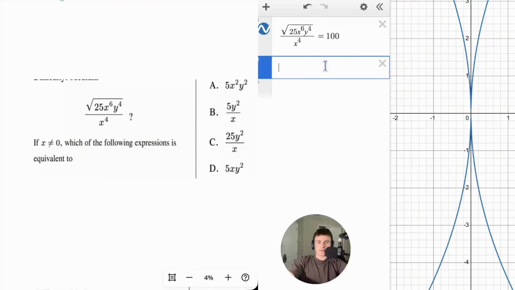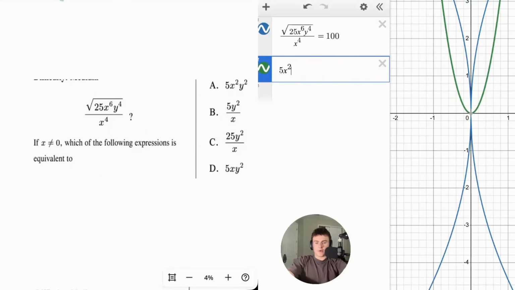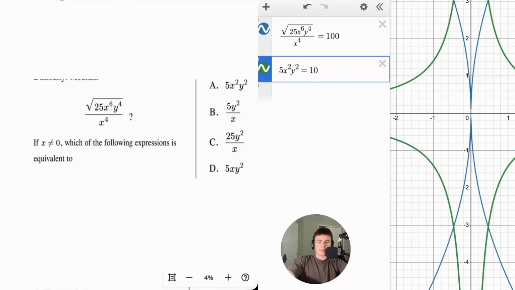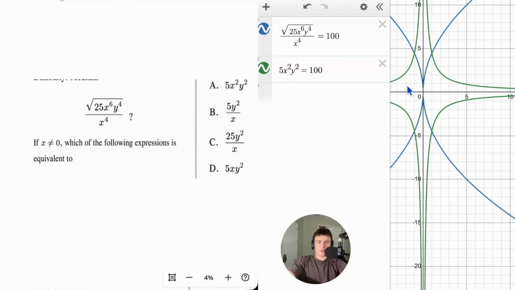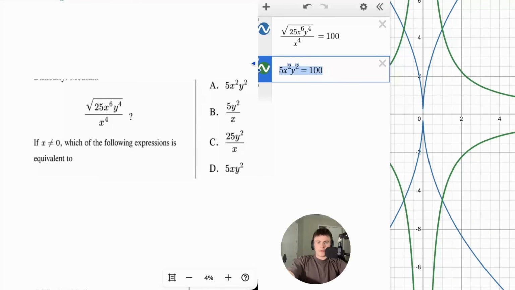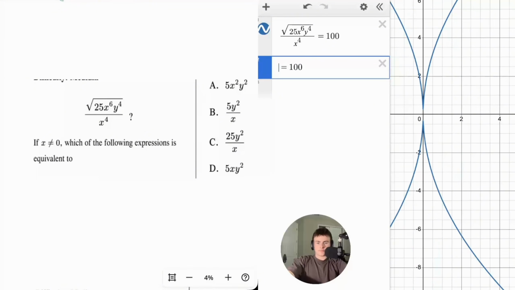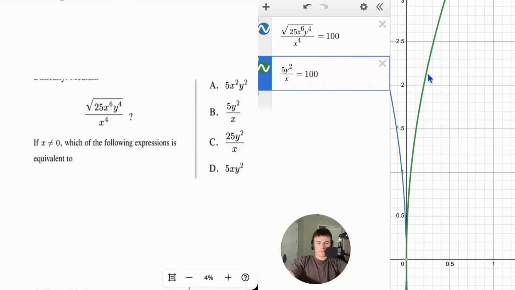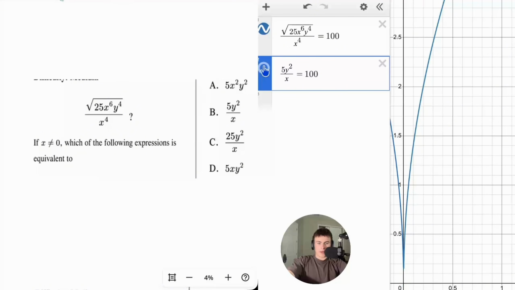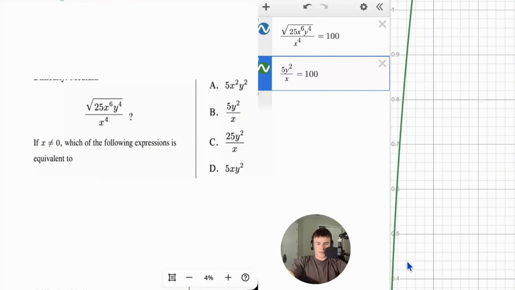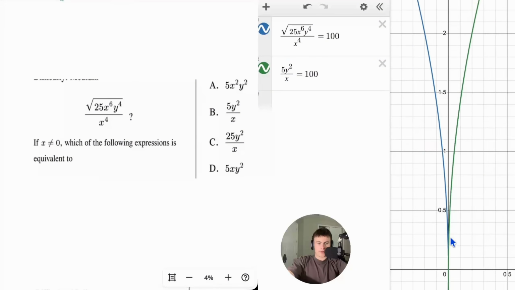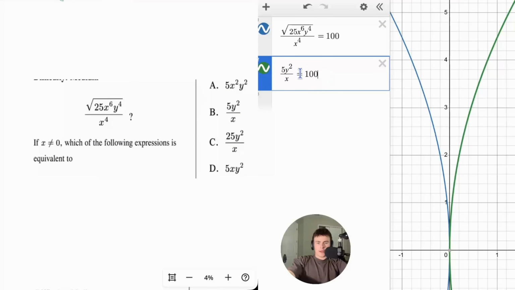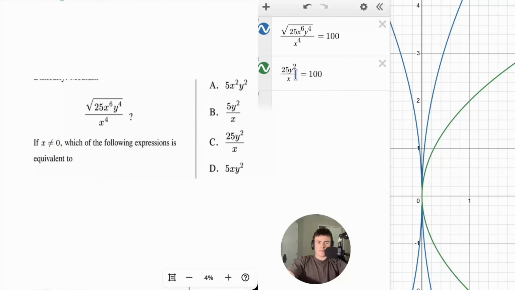We're just going to graph the options. So we have 5x squared, y squared equals 100. Is that overlapping? No, definitely not. It's not even close. So it's not A. Now let's try B here. We have 5y squared over x. Okay. Let's see. What's overlapping here? Let me keep it, right? Sometimes the graphs are a little bit finicky and weird. So let's keep B. And then C, you have 25y squared over x, right? So this is definitely not going to be correct, not even close.